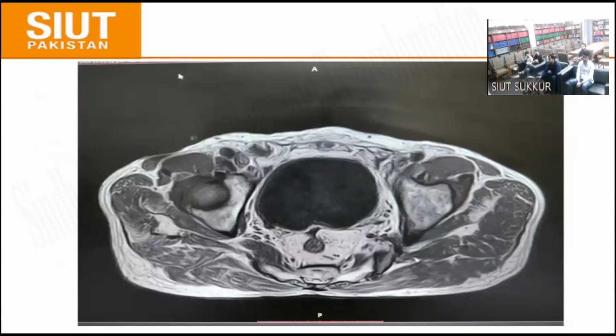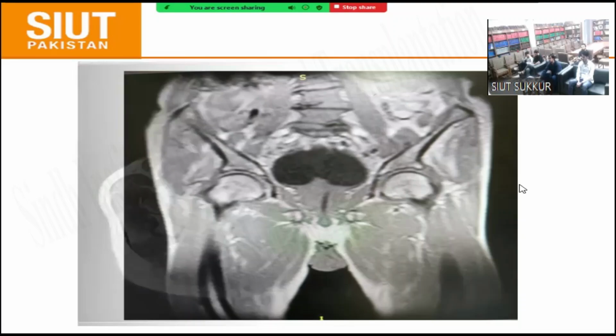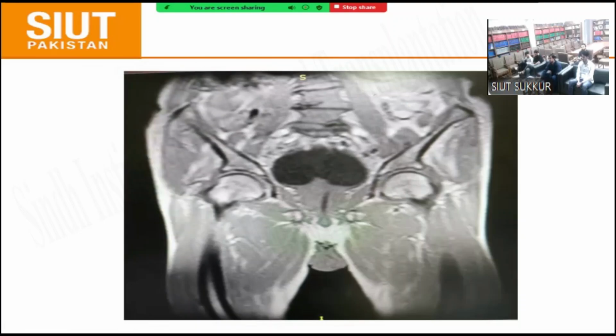Can anybody describe this one? Senior resident from audience: No significant findings. So the coronal image of the same patient.